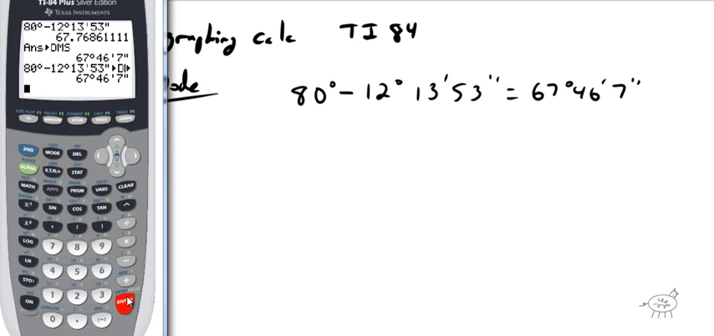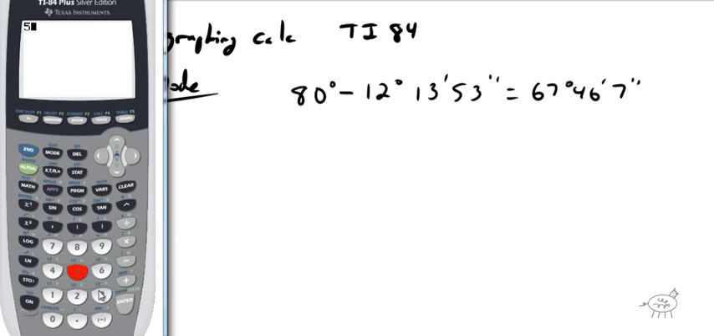So let's talk a little bit about how to convert degrees, minutes, and seconds. If I give you degrees, minutes, and seconds, how do you convert it to decimal? Okay, this is so easy. Let's just do a random example. If I said 53 degrees, 15 minutes, and I want to convert that to decimal.